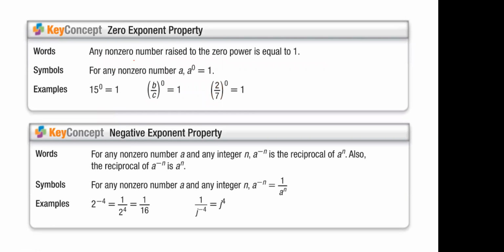And then it says here any non-zero number raised to the 0 power is equal to 1. So anything raised to the power of 0 is equal to 1. It could be -1 raised to the power of 0 is still equal to 1. And then for negative exponents, if you have a negative exponent, this is actually a fraction because this is a small number. So this ends up becoming your denominator without the negative exponent. So it's 1 over 2 to the 4th, which is equal to 1/16.